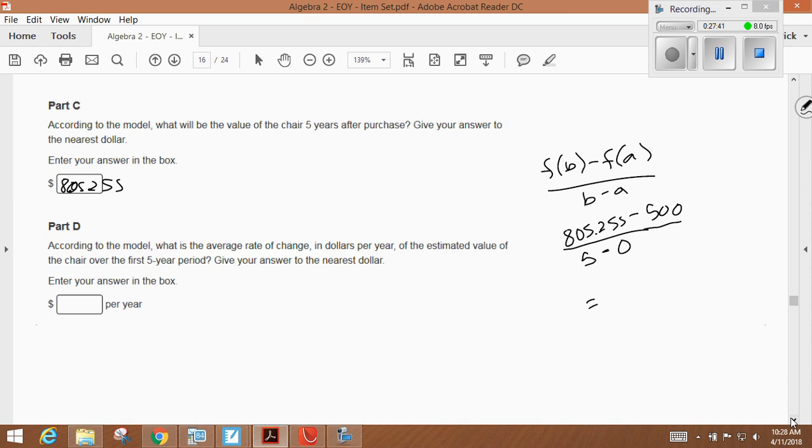That gives us 61.051. So that is how you find your average rate of change.